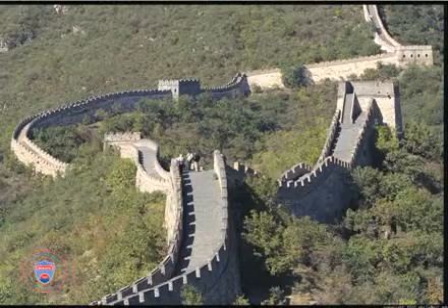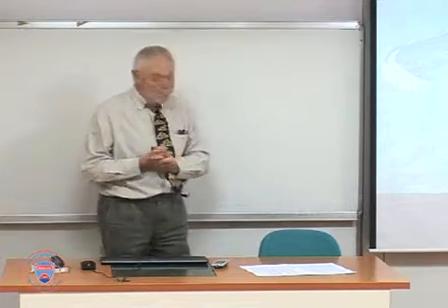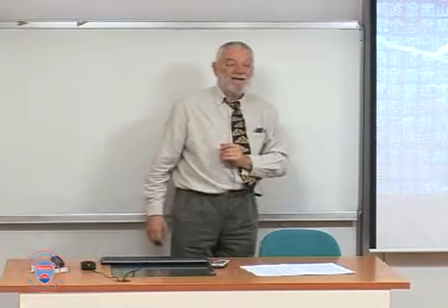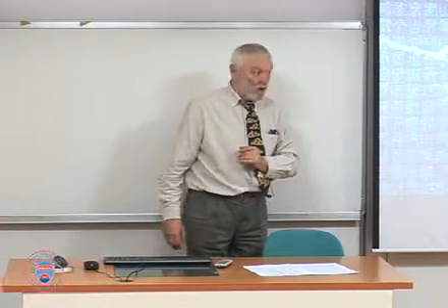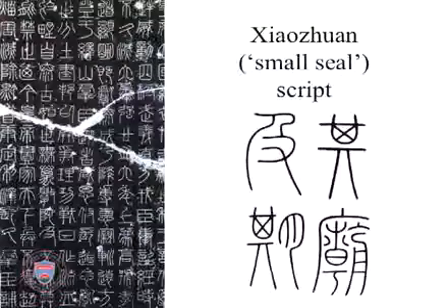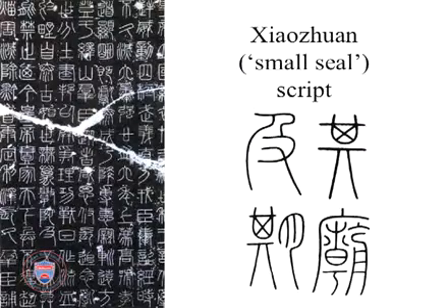To modern Chinese eyes, though, the most significant reform was the one he brought in round about 210 BC. He introduced a standard script for the whole of the Empire of Qin. It's known as Qiaozhan, or small seal script.